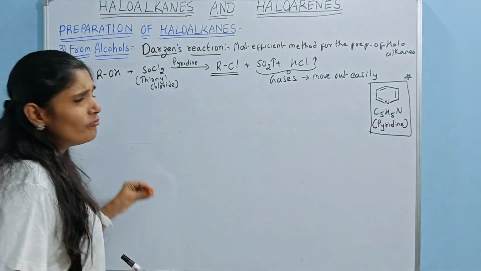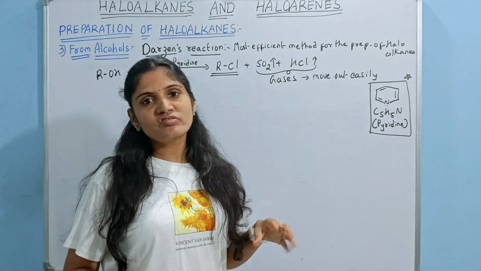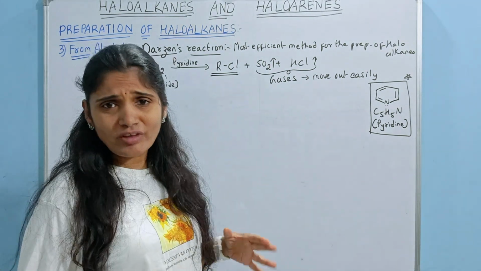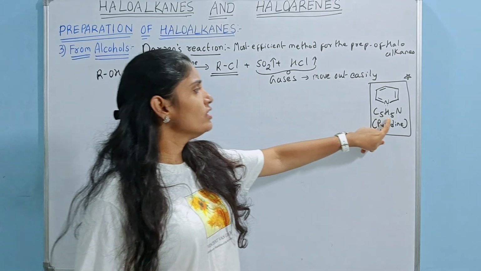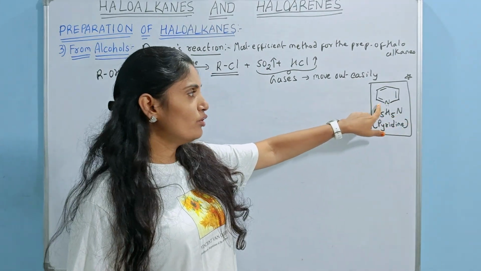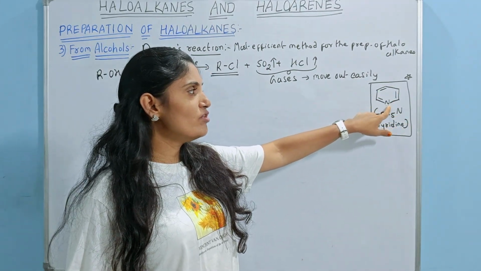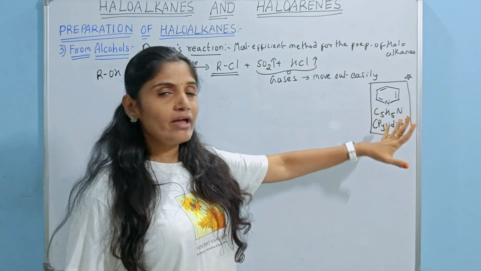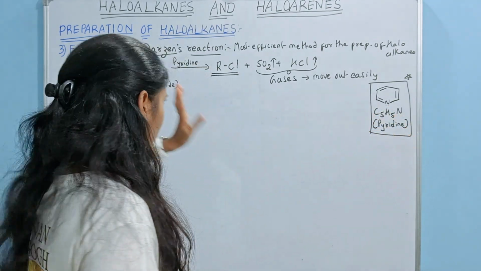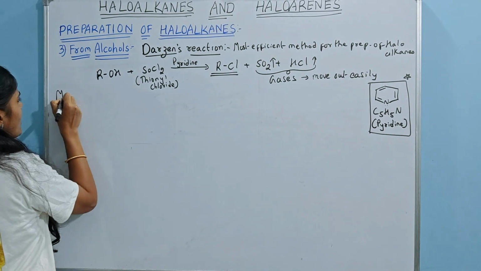Before knowing the mechanism, we'll understand a little bit of the structure of pyridine. Pyridine is a heterocyclic compound. Its formula is C5H5N, and it has a ring-like structure, in which you have nitrogen. So C5H5N is the pyridine structure. You should know it because you have to understand the mechanism here.